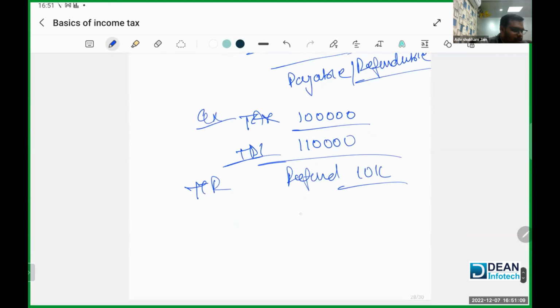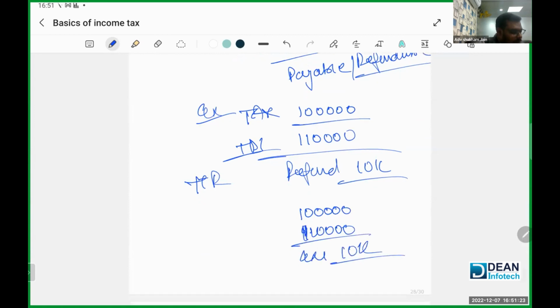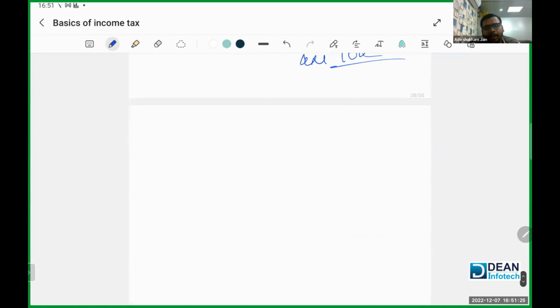Similarly, if your employer has deducted a tax of 90,000 rupees and your tax liability is 1,10,000 rupees, the excess amount of 20,000 rupees you need to pay to the government. That is how the TDS provisions are calculated.